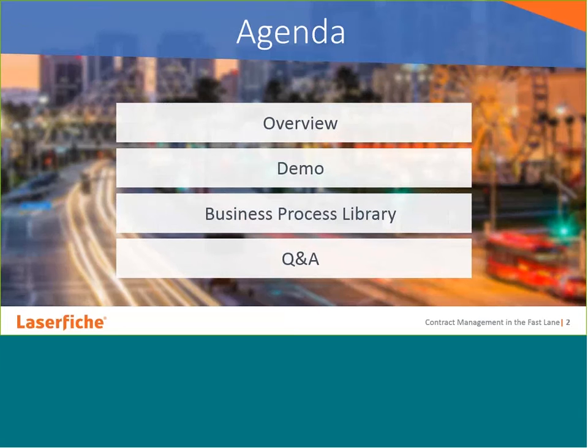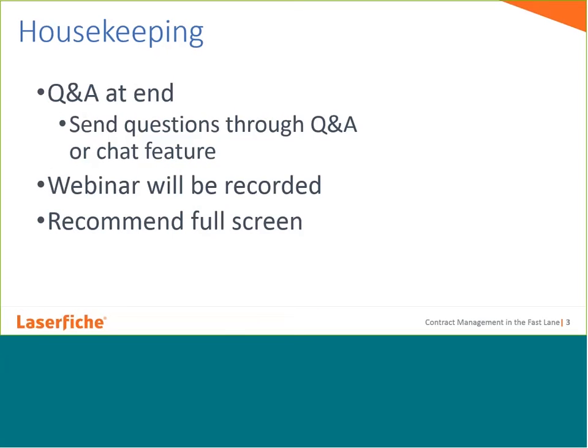efficient processing. Alyssa is also going to talk about a really great new feature we added recently, the Business Process Library. This is a collection of templates for common processes and forms that you can download to jumpstart your use of this software. Finally, we're going to close out the webinar with a question and answer session, which brings me to our next slide, housekeeping.